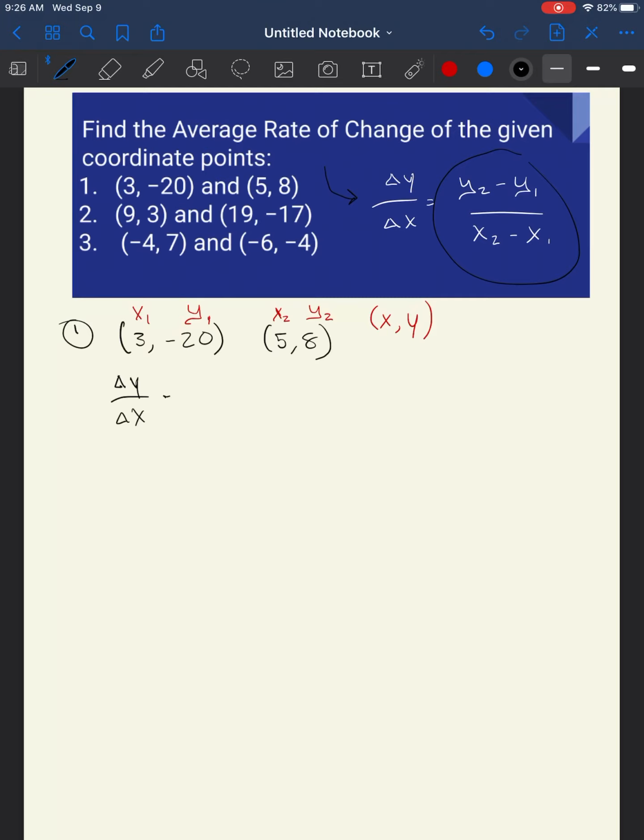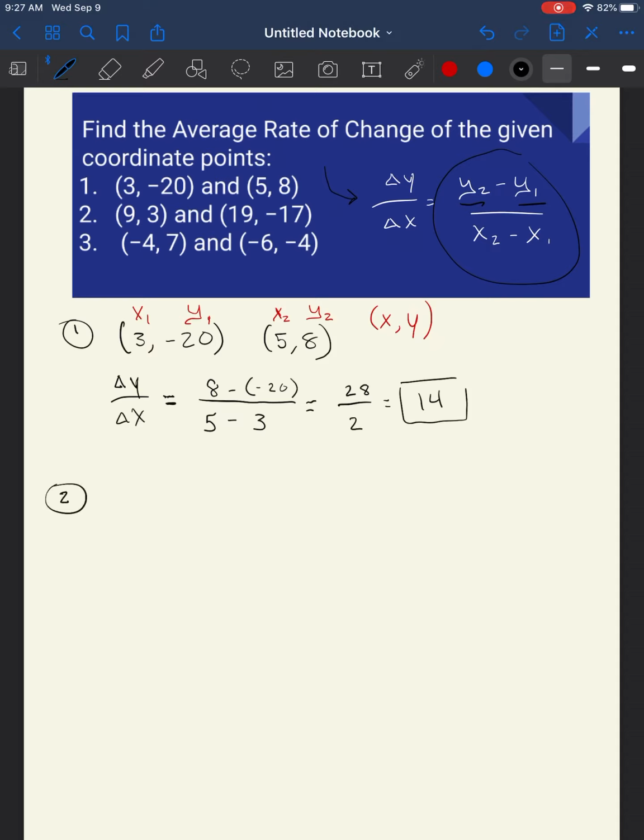Now we just use this formula and substitute our values in. So on top here I have y2 minus y1. Well, y2 is 8, y1 is -20. So I'm going to do 8 minus -20. And then I have x2, which is 5, minus 3. So we can simplify that. 8 minus -20 becomes 8 plus 20, which is going to be 28. 5 minus 3 is 2, so 28 divided by 2 gives me an average rate of change of 14.